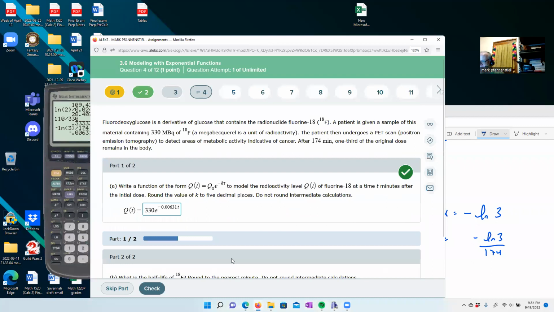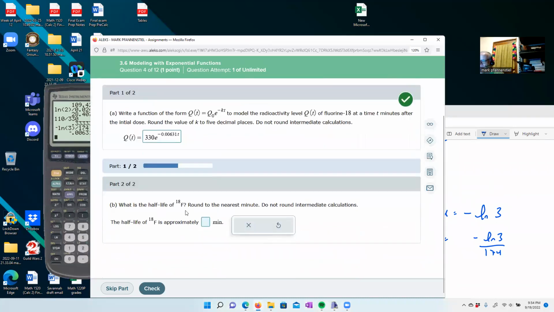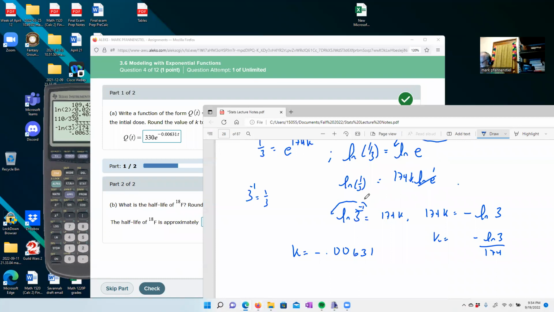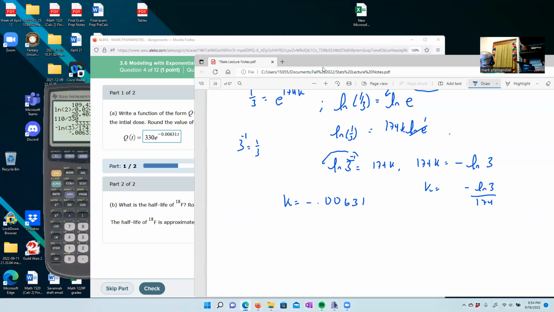Okay, so check. So hooray, we got the green dot, so they were very good. Okay, what is the half-life? Round to the nearest minute. Do not round intermediate calculations. So this is reasonable. So now that we have our K, which is almost always the way this problem is going to be pitched to you. It's always going to be find K or determine K, and then find the time that something else is going to happen. So now they want to know the half-life.